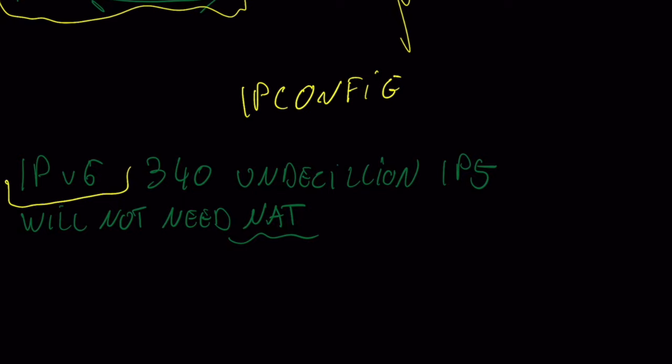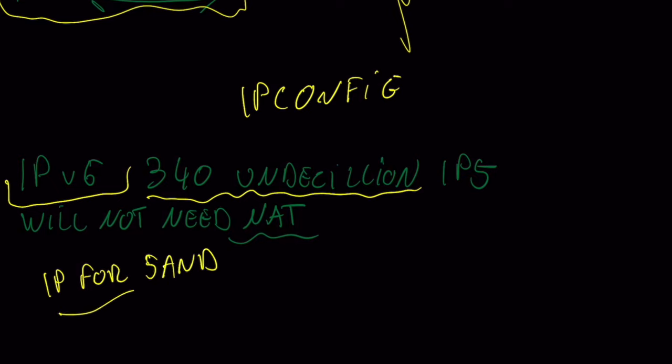And the way that the IP version 6 address is done, it gives us 340 undecillion IPs, which is a huge number, much more than trillions, which was what I actually knew about. To give some context, I think there's an IP for each sand granule in the world. So we're not going to run out of these anytime soon. So theoretically, we won't need NAT anymore in the future.